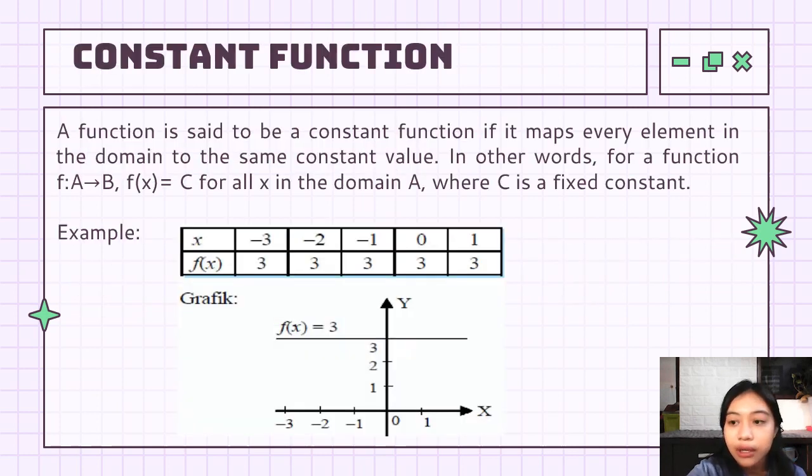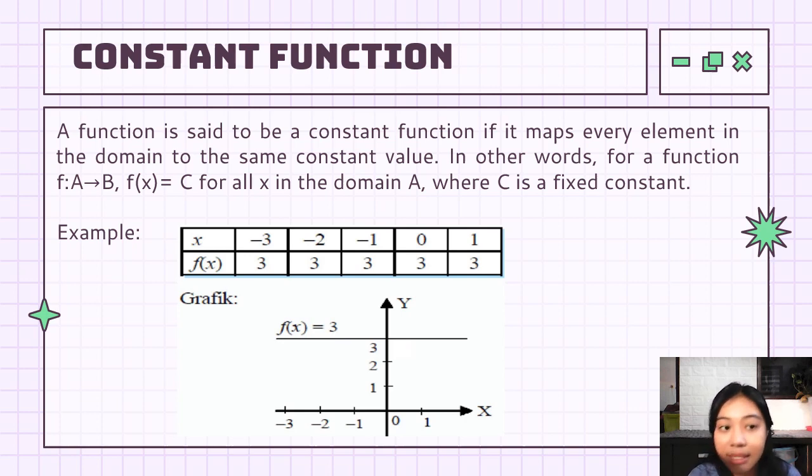Constant function. A function is said to be a constant function if it maps every element in the domain to the same constant value. In other words, for a function f from A to B, f(x) equals c for all x in the domain A, where c is a fixed constant.